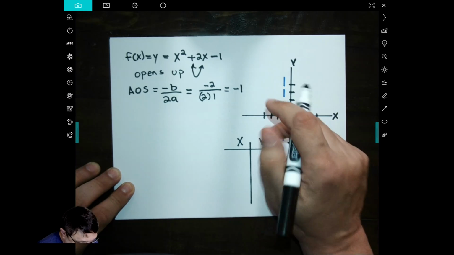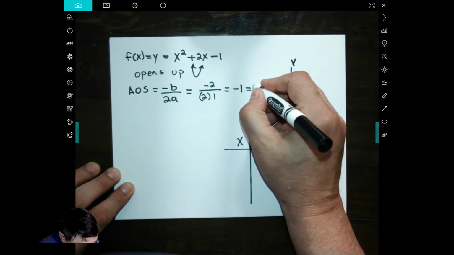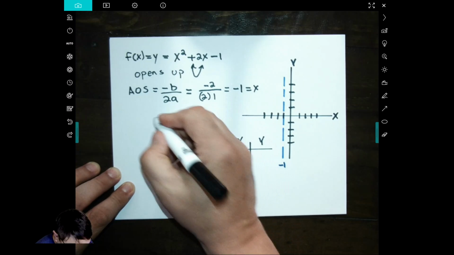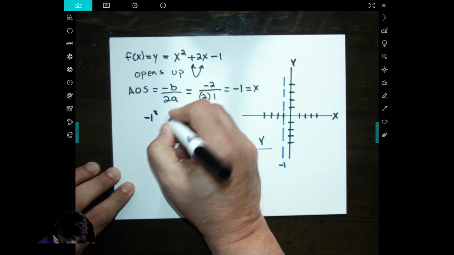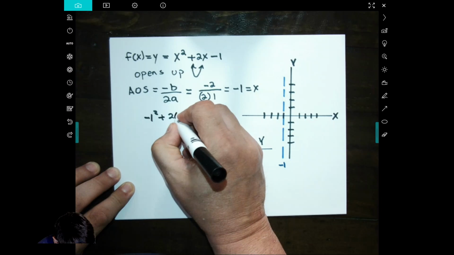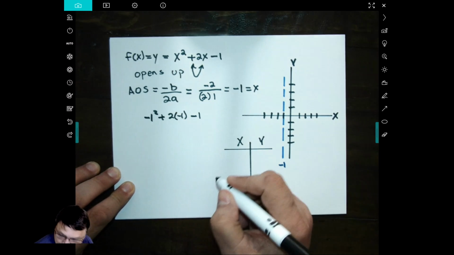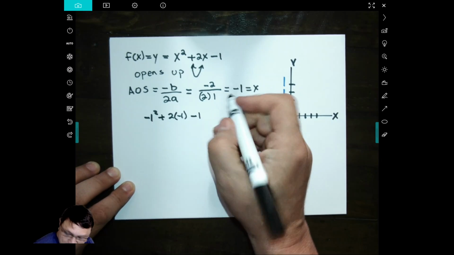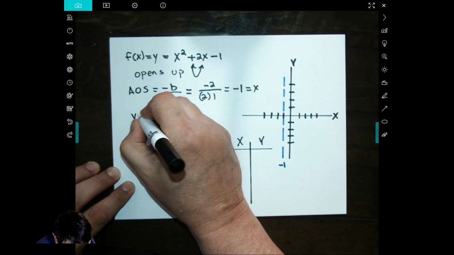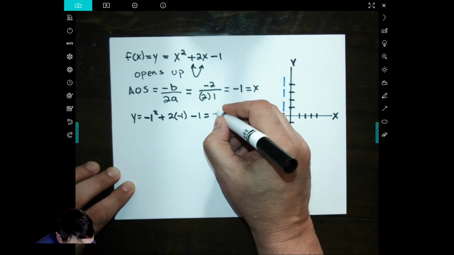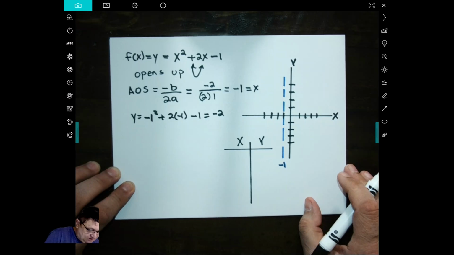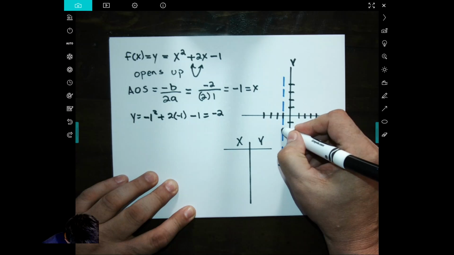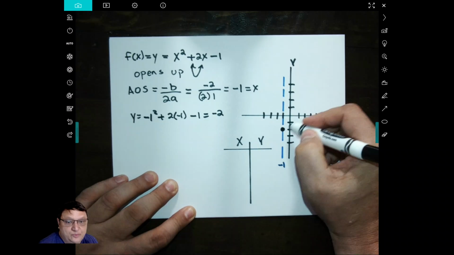The way to do that is to take your x value, because this is at x, and substitute it back into my equation. So that's going to be negative 1 squared plus 2 times negative 1 minus 1. And when I do the arithmetic, I get y, or f of x, equals negative 2. So now I know my vertex is at negative 1, negative 2. So my vertex is right there, and I know it opens up.